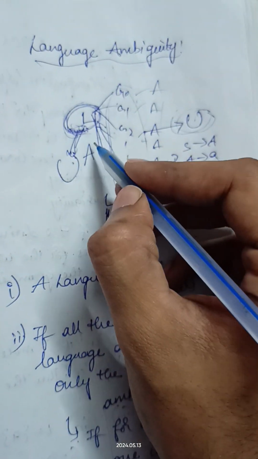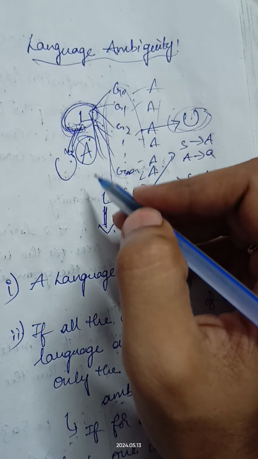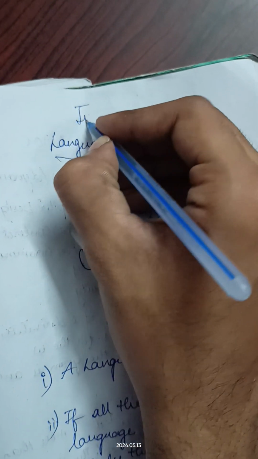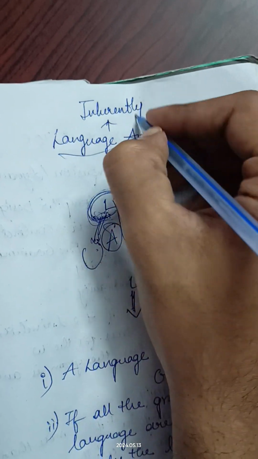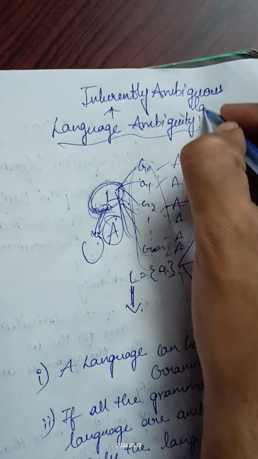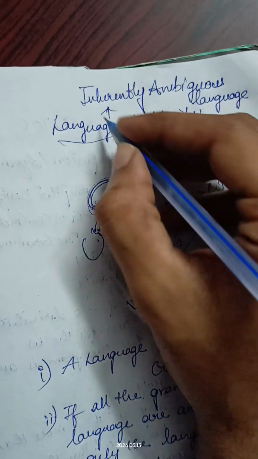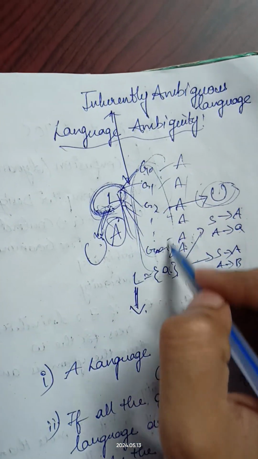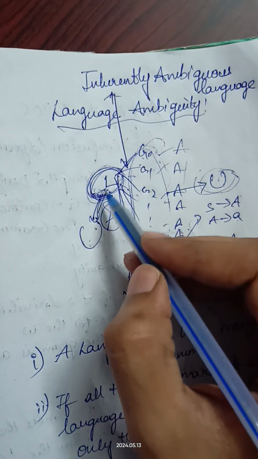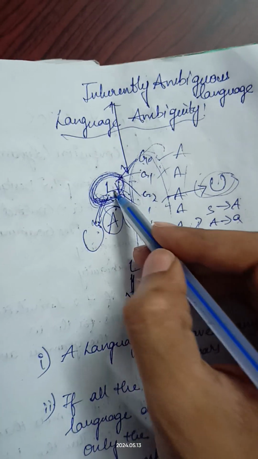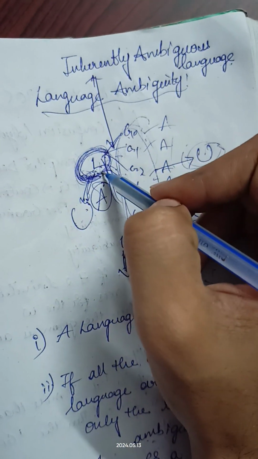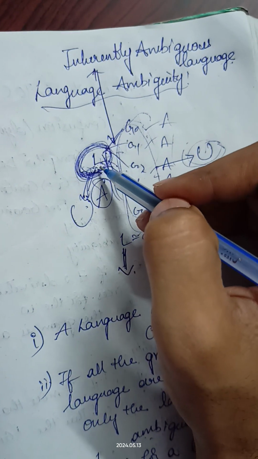When a language is ambiguous, we can call that language an inherently ambiguous language. If all the given grammars to a language are ambiguous, then the language is said to be ambiguous. If a language is ambiguous, then we call that language an inherently ambiguous language, which means that we cannot remove ambiguity from that language, as the language itself contains the ambiguity.